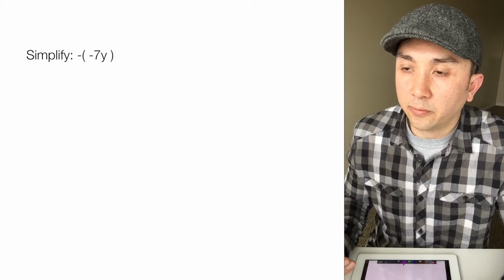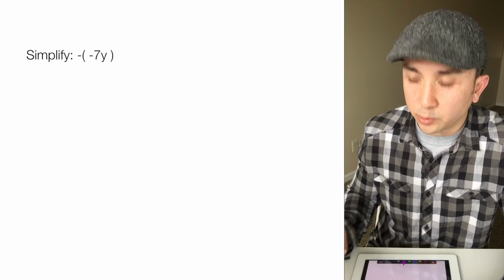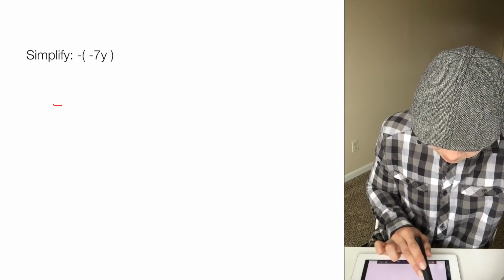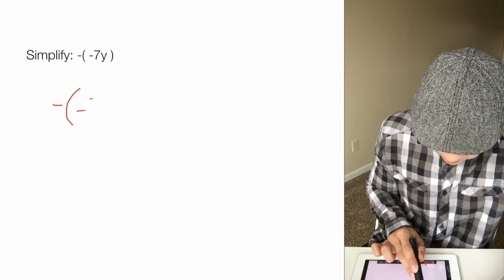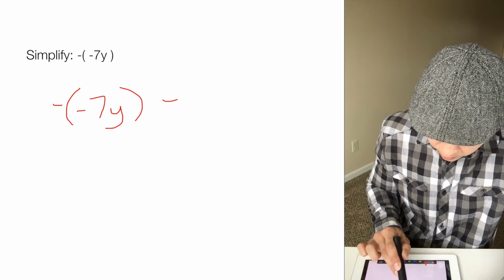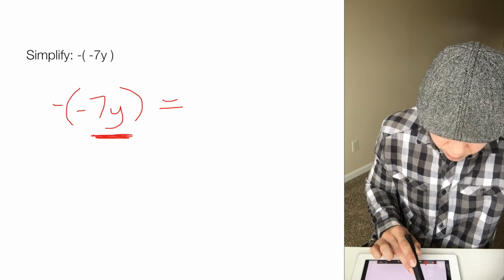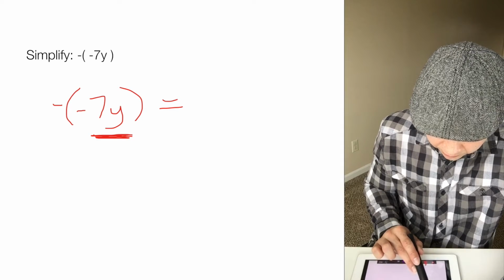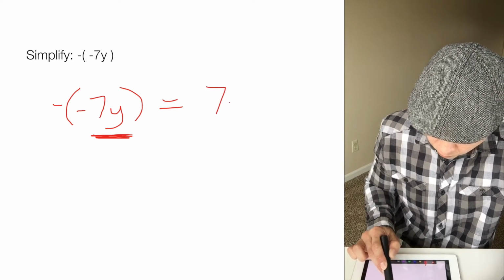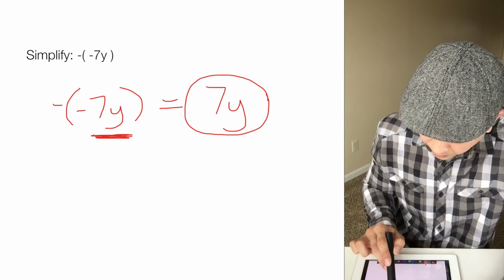So now let's simplify negative 1 times negative 7y. So this is the double negative. So any number that's being multiplied by a negative number, we have two negatives. We just take the negative inverse of that number. The negative inverse of negative 7y is 7y. So two negatives make a positive.